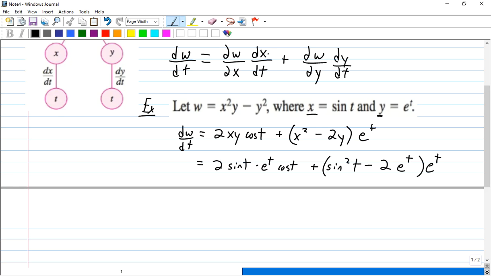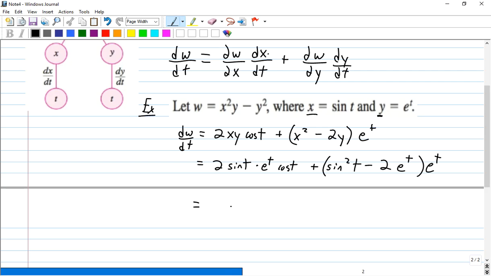And now I want to do my algebra to simplify. So this would be 2e to the t sine t cosine t plus e to the t sine squared t minus 2e to the, what do I get when I multiply e to the t times e to the t? I have to add the powers, right? So it's e to the 2t.